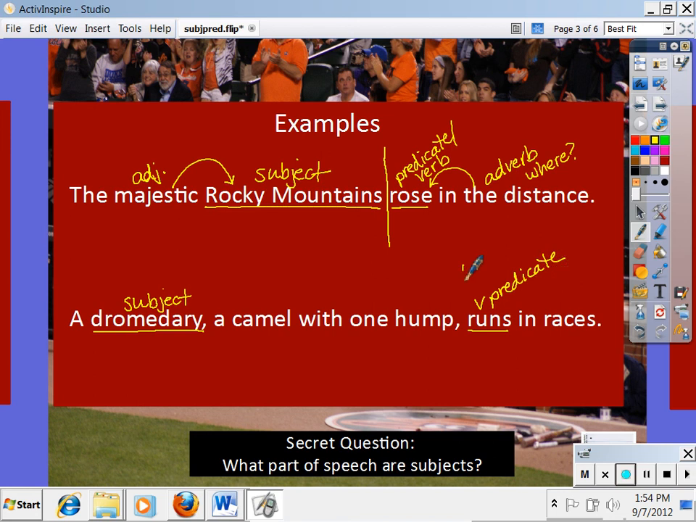Okay, I'm going to draw a line before the predicate, right before that verb, and then I have separated out the beginning, the complete subject over here, and the complete predicate over here. So this whole phrase is just renaming or modifying the dromedary. It's giving you more information. Again, this is acting as an adverb that is describing or modifying that predicate. So hopefully you did well with that.